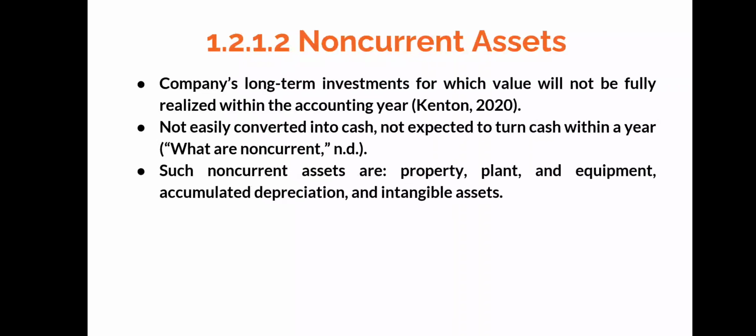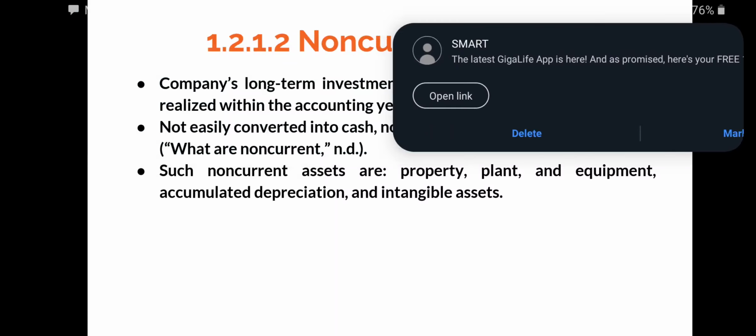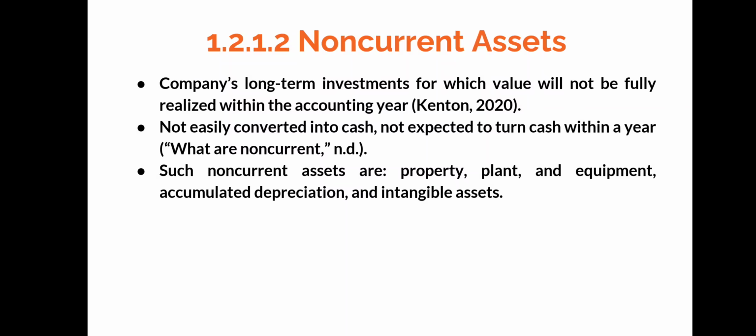Next, non-current assets. A company's long-term investments for which value will not be fully realized within the accounting year are called non-current assets. Companies purchase non-current assets with the aim of using them in the business, since their benefits will last for a period exceeding 1 year. However, these assets may be amortized or depreciated. Such non-current assets are property, plant and equipment, accumulated depreciation, and intangible assets.